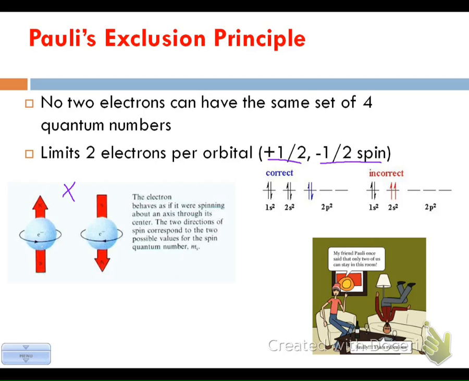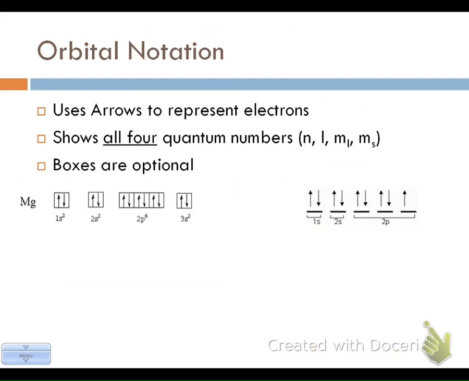The bottom line is that when you do orbital notations, your arrows on an orbital, on a line or in a box have to go opposite directions. They cannot be pointing in the same direction. So let's do some orbital notations. Orbital notation uses arrows to represent electrons. We're going to represent all 4 quantum numbers in orbital notation, and that's why it is more useful and more powerful than electron configuration.